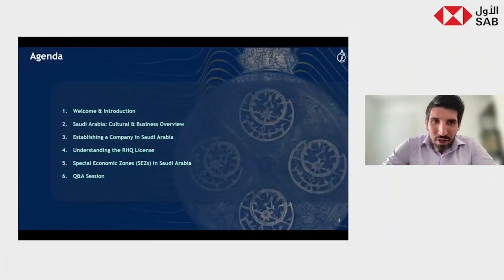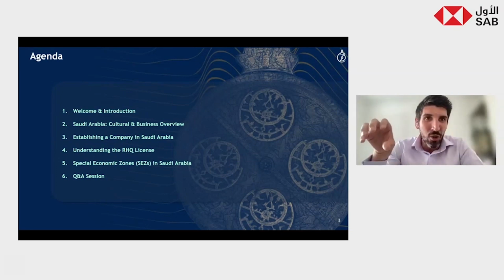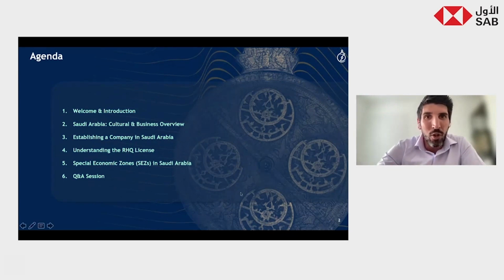We're going to start with a welcome introduction, where I describe who I am and who we are at Astrolabs. We'll then talk about Saudi Arabia and give you more of an overview on why you should be considering it as your next place to establish and expand to. We'll then talk about the very specific process of how you establish a company in KSA. We're going to talk about the two hot topics at the moment, which are the RHQ license and the special economic zones that have very recently been talked about in the kingdom. And then we're going to end with a Q&A session where we'll pass it back to James, and Mr. Mazen will help answer any questions that you have.